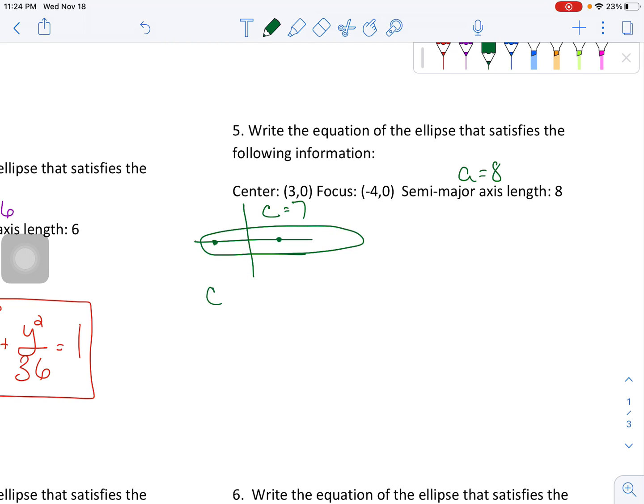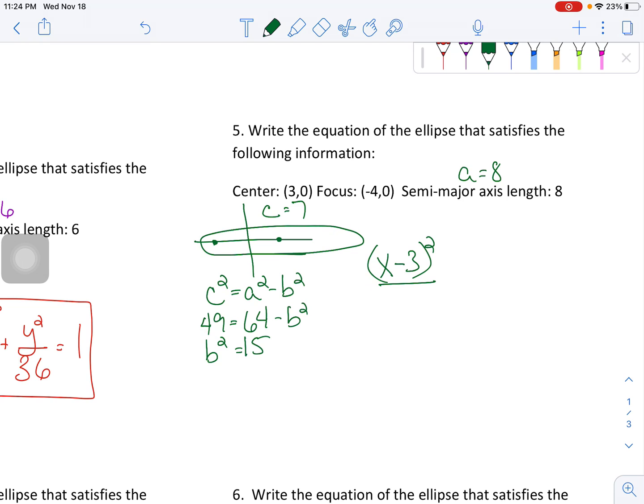Let's see. Our C value here is going to be 7, right? To get from 3 to negative 4 is 7. So C squared is equal to A squared minus B squared. So 49 is equal to 64 minus B squared, which means B squared is equal to 15. Again, you don't have to simplify that or do any kind of rationalization at all to reduce the radical. What you do have to do is write the equation.